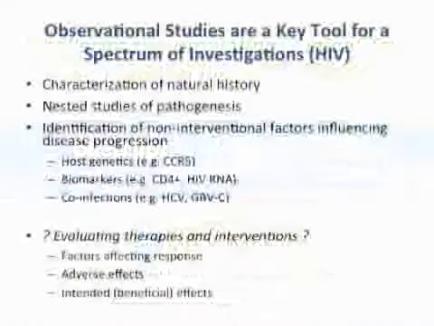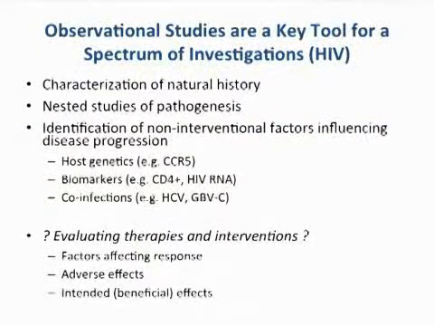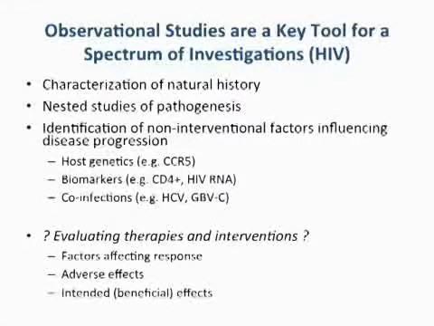So I think we would all agree on the value of observational studies for investigating such things as the natural history of a disease, of a longitudinal cohort study where we can do pathogenesis studies, perhaps nested pathogenesis studies and nested case control studies within a cohort, as well as identifying those factors that we cannot manipulate and can't intervene on that influence disease progression. That may be things like host genetics, might be looking at the relationship of biomarkers over time, or might be looking at things like co-infections.